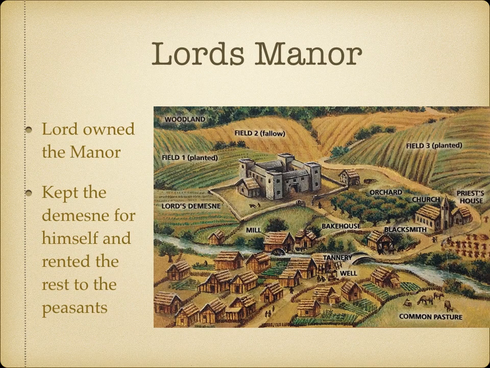As we said before, the nobleman was the lord of the manor and he lived in the manor house, which was kind of like a smaller version of the castles we've already encountered. There was land there that he kept for himself, and this was called the demesne. They then rented the rest of the land to the peasants.